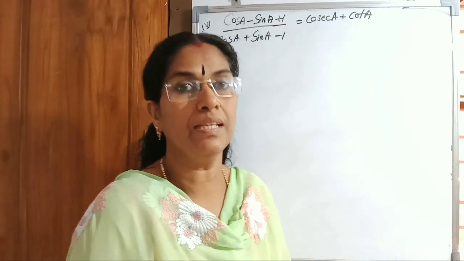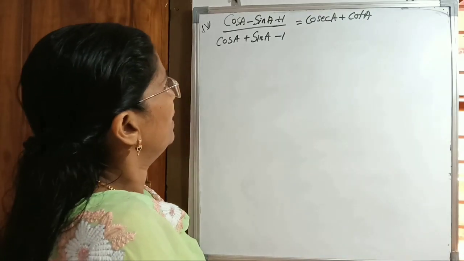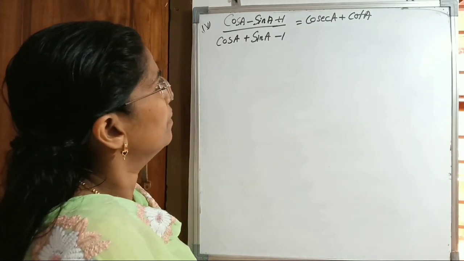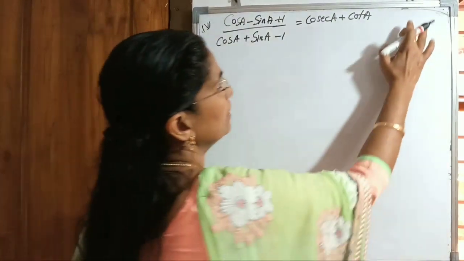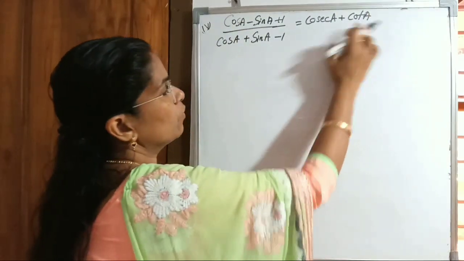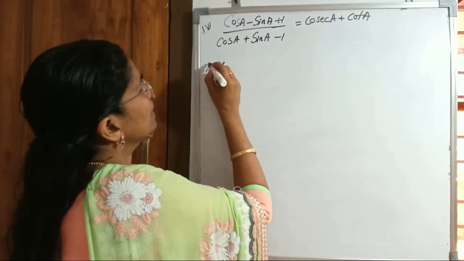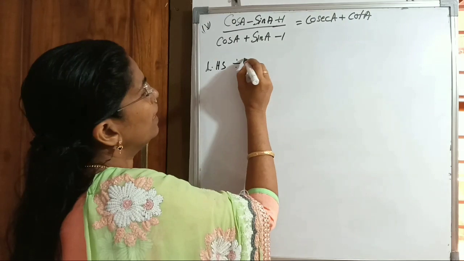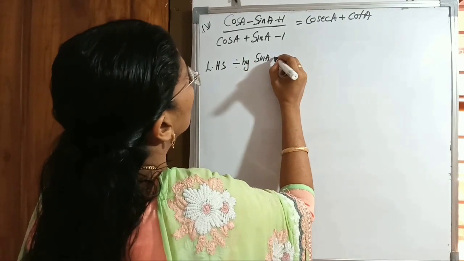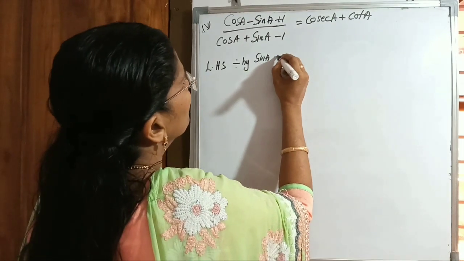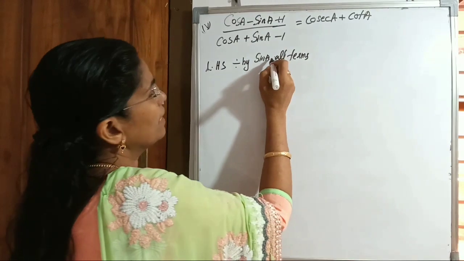Okay. Today's last question. Prove that cos A minus sin A plus 1 divided by cos A plus sin A minus 1 is equal to cosec A plus cot A. So here on the right side it is given in cosec A and cot A. So we have to change the left side in terms of cosec and cot. For this we are dividing all terms by sin A.